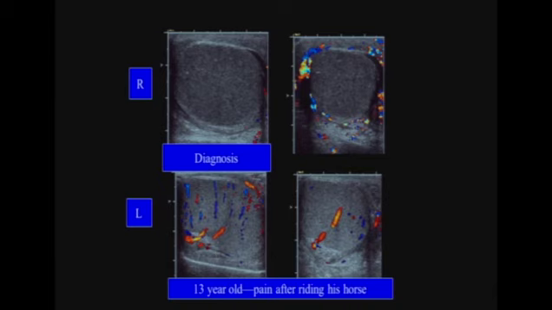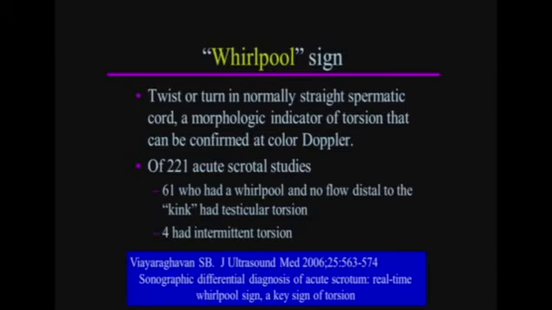So here the upper one half of these images are from the right testicle. The lower one half is from the left testicle. One notes no flow within the testicle in an echopenic testicle on the right, and one sees flow on the left within the testicle, both in the longitudinal image to your left and the transverse image to your right. This was a 13-year-old who had pain after riding a horse and had a torsed right testicle. The whirlpool sign.